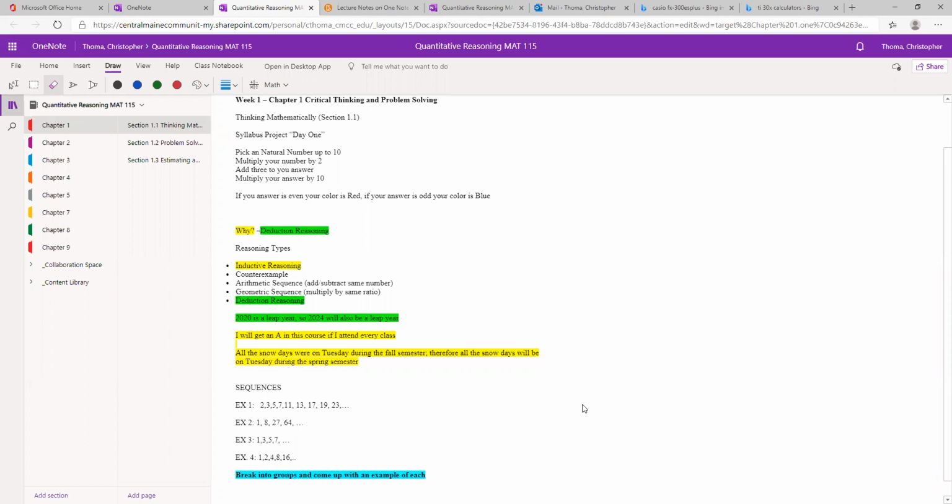All snow days were on Tuesdays during the fall semester. Therefore, all snow days will be on Tuesdays during the spring semester. This happened, and this would have to be students who've been here for a while, but I think it was my second year teaching here. Every single snow day was on a Tuesday one semester, like clockwork. We only had snow days on Tuesdays for some reason. But it's again inductive reasoning, because who knows? Yeah, wishful thinking, exactly, right, Zach? So it is inductive reasoning.